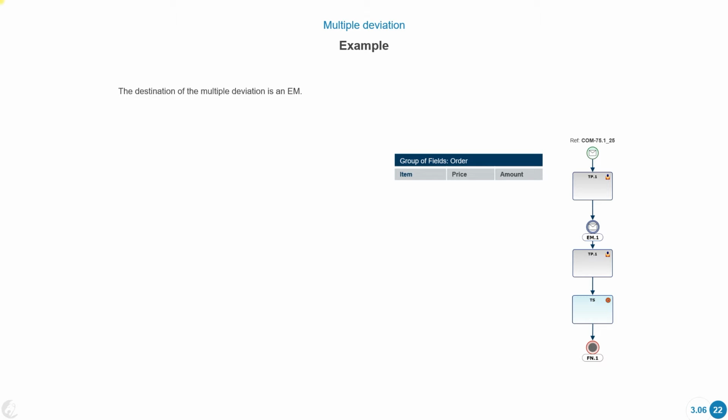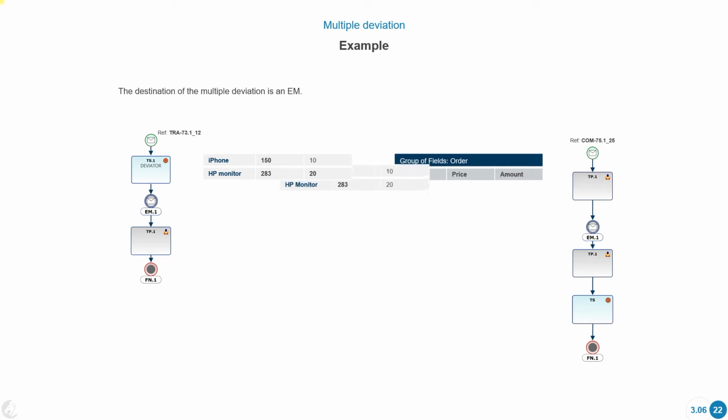In this example, we have a process here, and we're going to deviate to an EM, to an intermediate message event. So we have lots of processes that have started. Here we have a process that started. This deviator deviated information to this EM. For example, these two lines have been deviated to the EM of this process. Here we have a one-to-one relationship, so this wouldn't be a multiple deviation.